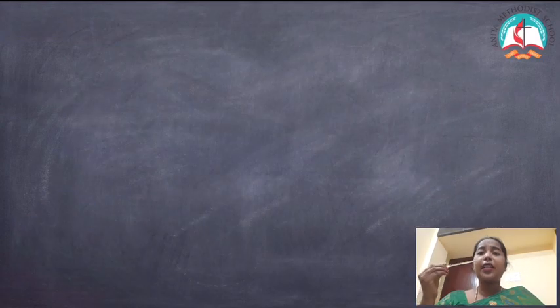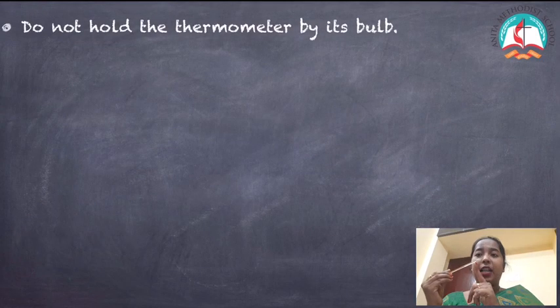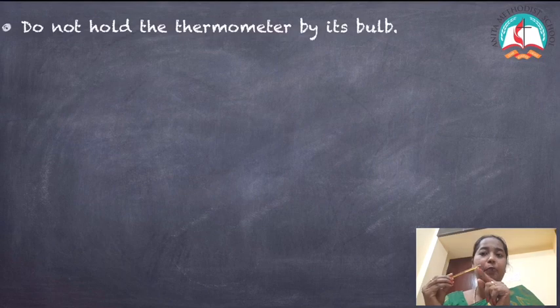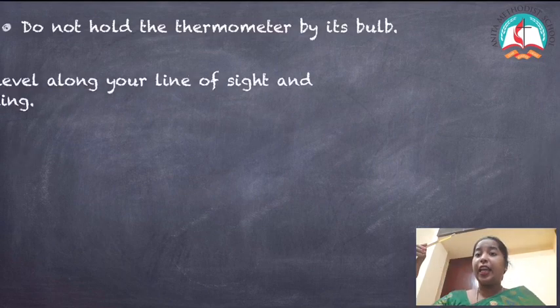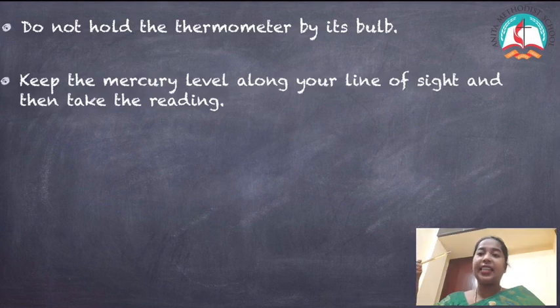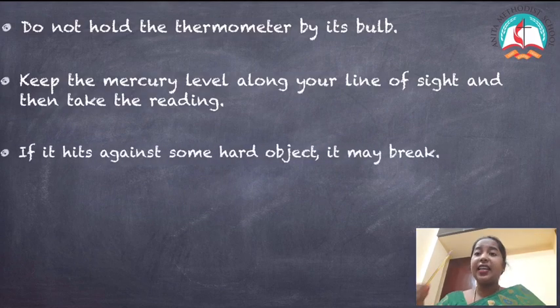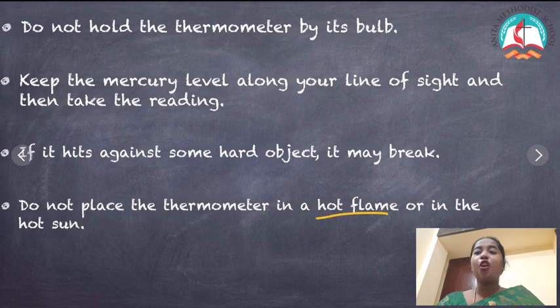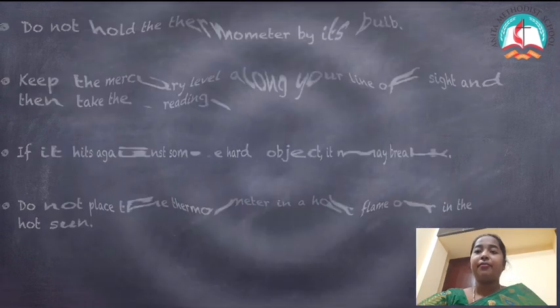Do not hold the thermometer by its bulb. We should not touch this bulb. Okay, children? Keep the mercury level along your line of sight and then take the reading. You should handle the thermometer with great care because if it hits against any hard object, it may break. Do not place the thermometer in hot sun or a hot flame.